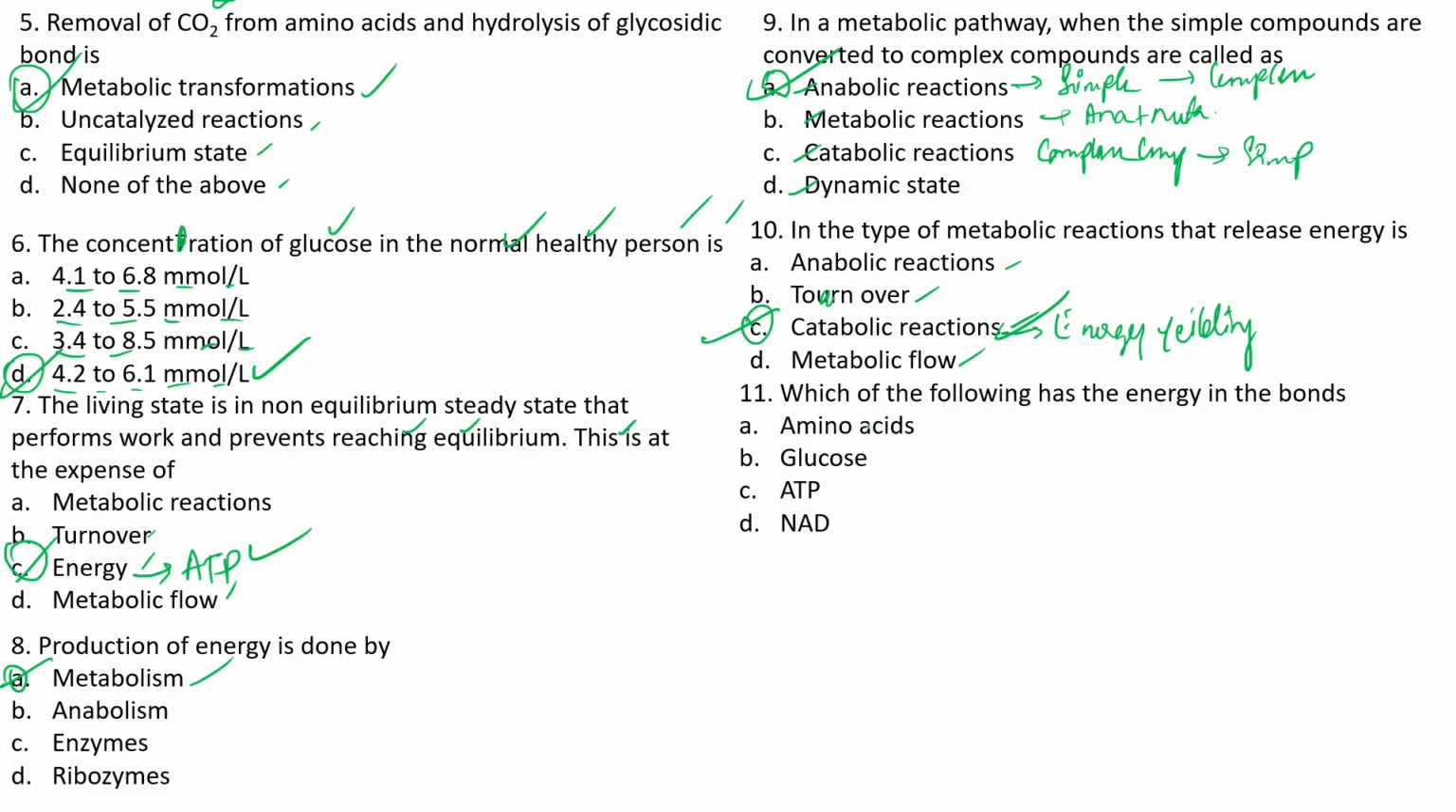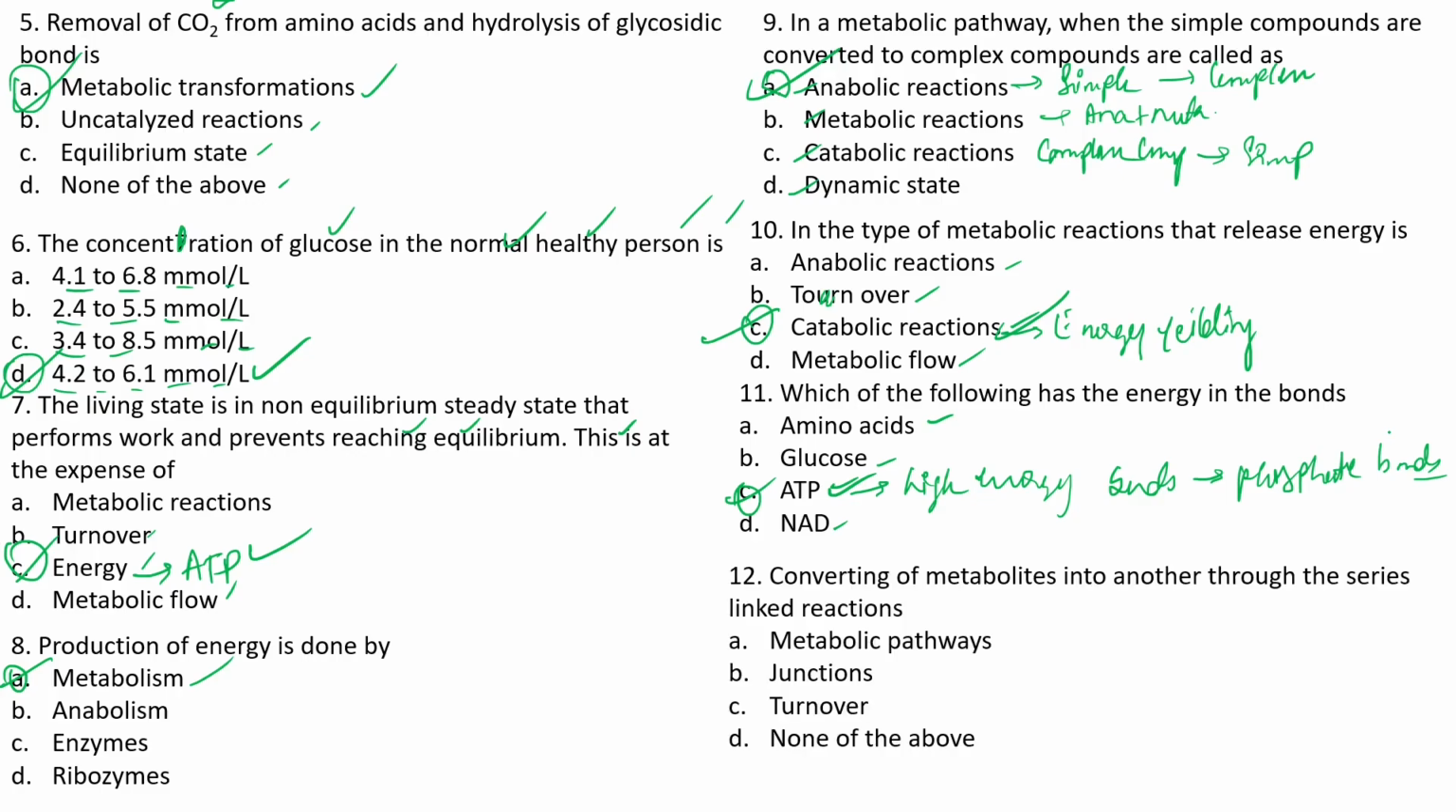The next one: which of the following has the energy in the bonds? Amino acids, glucose, ATP, and NAD. We all know adenosine triphosphate is called the energy currency of the cell. It is called the currency of the cell because it mainly has high energy bonds, which are the phosphate bonds. The phosphate bonds in ATP are called high energy bonds, and ultimately all the energy is stored in the phosphate bonds of the ATP.